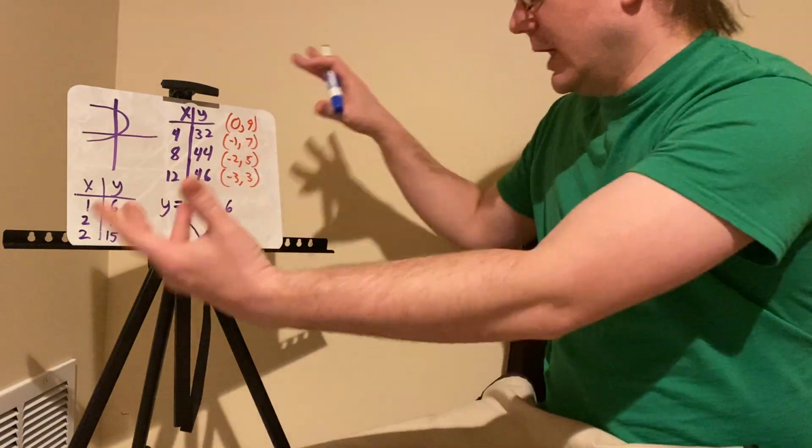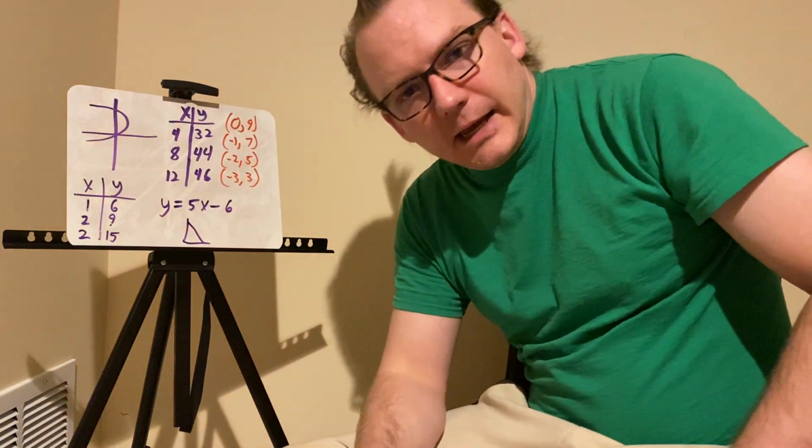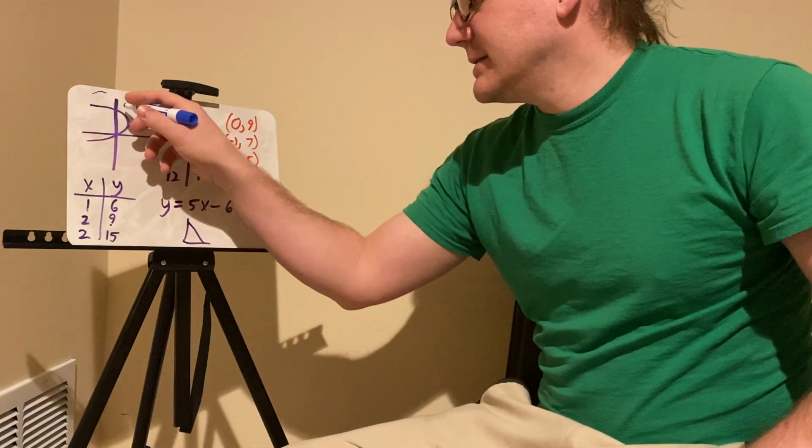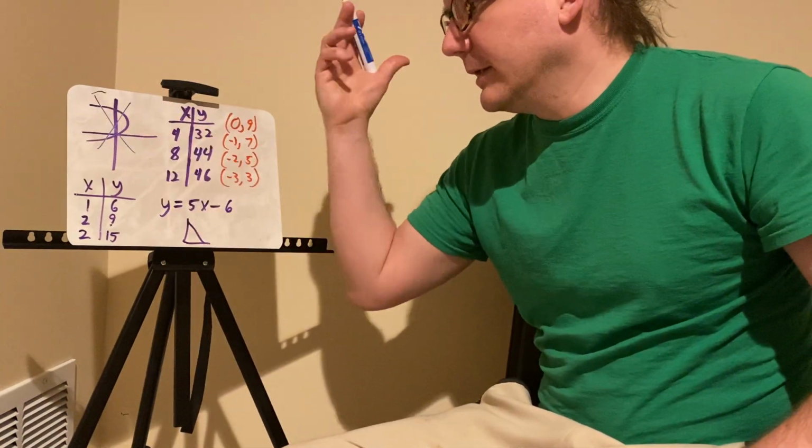So what do those look like? Here's a variety of examples and which ones are linear, which ones are nonlinear. This is curved, that is nonlinear. So, bam, nonlinear, right?